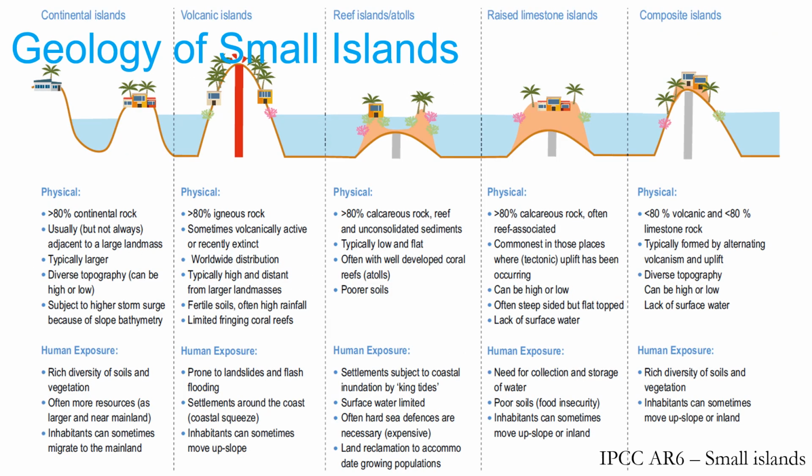Small islands can be categorized based on their geological origin. Continental islands were connected to a continent at some point in time. Volcanic islands formed from volcanic activity, and reef islands or atolls are often based on volcanic islands where coral reefs have developed. Composite islands like Papua New Guinea have a mixed geological origin.